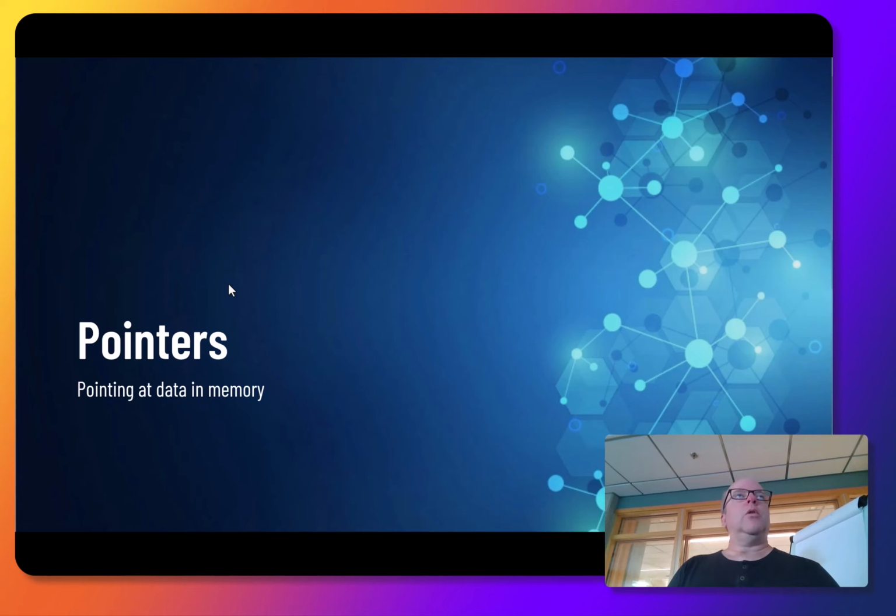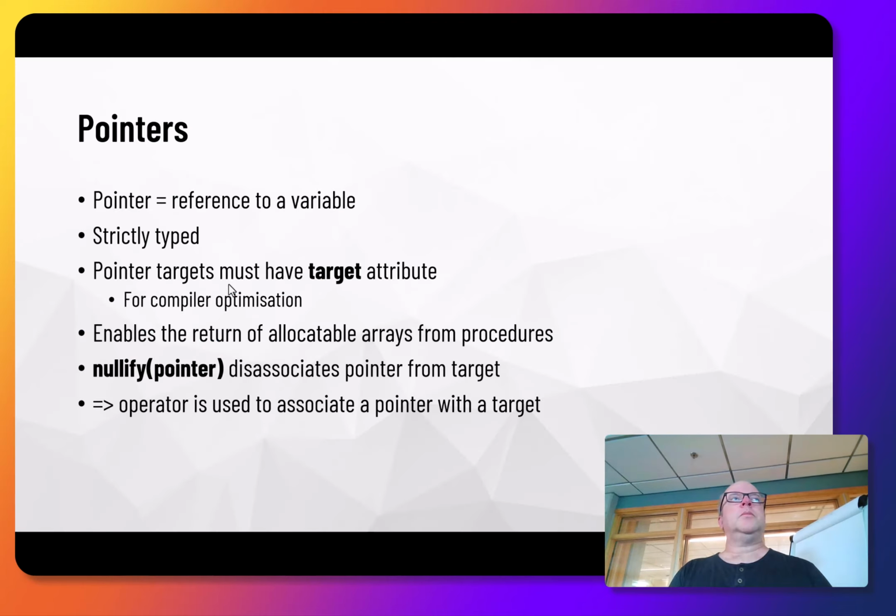Also, I will go briefly over pointers. You can read more yourself here. We will not use pointers too much in this course. And pointers are very different from C and C++. A pointer is a reference to a variable. It's strictly typed, and everything that you want to point to needs to have a target attribute. So if your variable should be able to be pointed to, you need to add a target attribute to that variable.